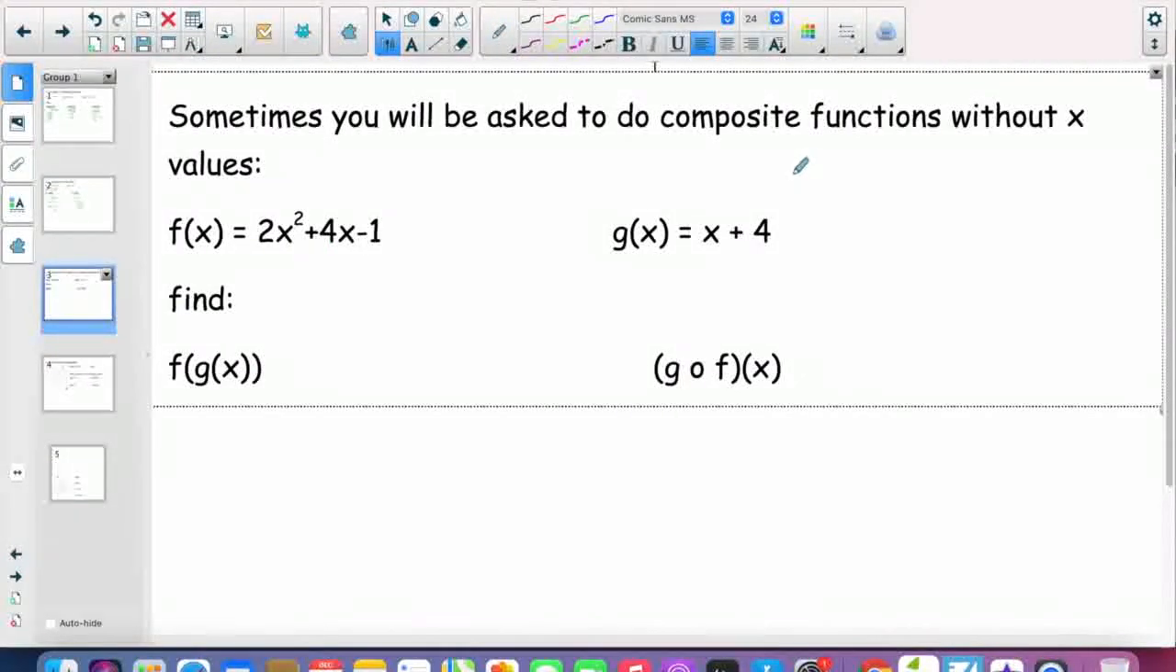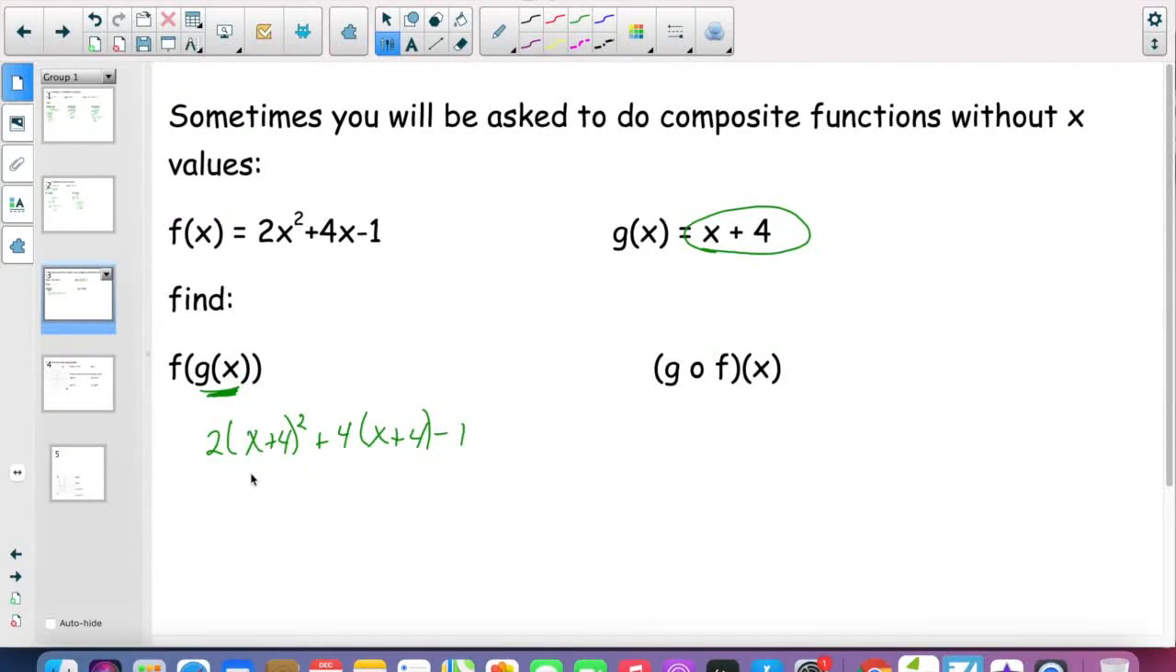Sometimes they're going to ask you to do composite functions without any x values given to you. In other words, you're going to find a function within a function. So for this one, f of g of x, they're asking us to plug the g function into the f function. So that means, since the g function is x plus 4, they want me to take x plus 4 and plug it in for every x in the f function. So I would have 2 times (x + 4) squared plus 4 times (x + 4) minus 1.